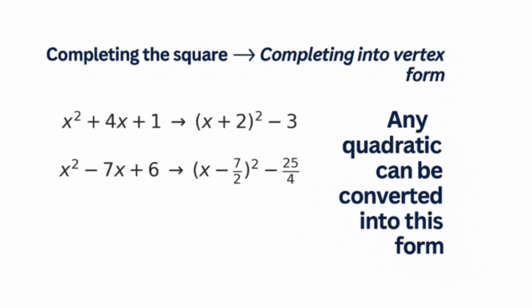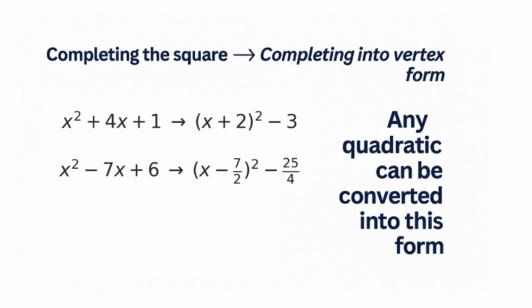Let's reinforce what we've learned with a few more examples that show how completing the square works across different types of quadratics. First, consider x squared plus 4x plus 1. We take half of 4, which is 2, and completing the square gives us (x plus 2) squared minus 3. This is our vertex form, revealing the vertex at -2, -3.